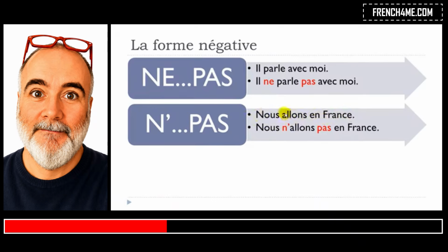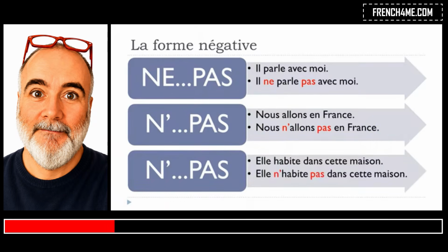Here, the first letter is A. Remember the rule. If it starts with a vowel, like here, you will have to drop and take away the e. So that's the reason why we've got this n' like that. N'allons. Nous n'allons. And then you don't really need to think. You just put this pas after the verb, en France. Nous n'allons pas en France. And that's it.